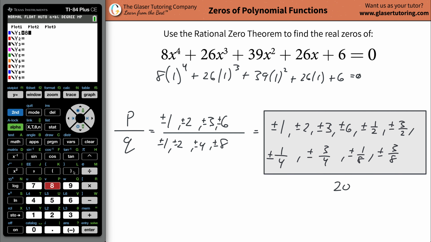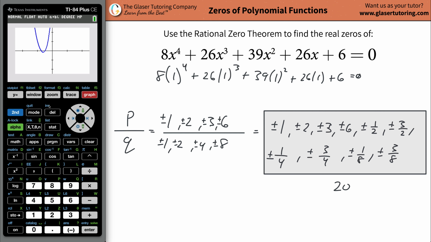So do 8 x raised to the 4th, then do plus 26 x cubed. All right, then do plus 39 x squared. Okay, then do plus 26x, and then do plus x. And almost made it. Oh, that would have really sucked. Plus 6. Enter. No, not enter. Graph.